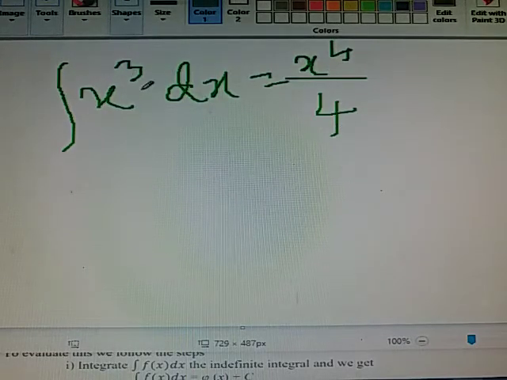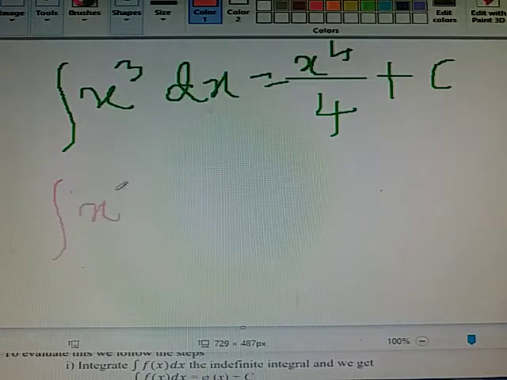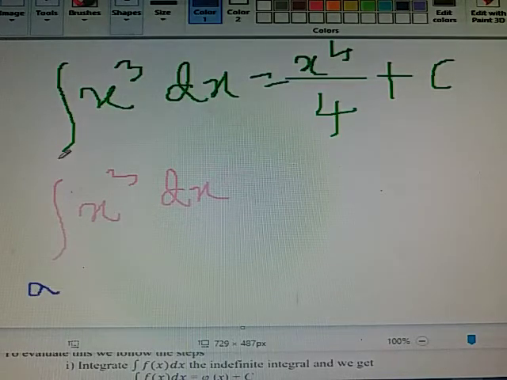So the integration of x cube dx is x to the power 4 by 4. And don't forget to write plus c here. But when you talk about a definite integral, the formula for a definite integral is the integration of x cube dx with some limits, say from a to b. So this is a definite integral.